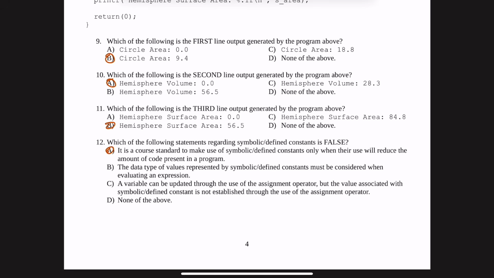C. A variable can be updated through the use of the assignment operator, but the value associated with a symbolic or defined constant is not established through the use of the assignment operator. So if we have something like pi is 3.14, we cannot update it, but we also don't declare it with an equal sign. So something like pi equals 3.14, right, would not work. That's not permitted.